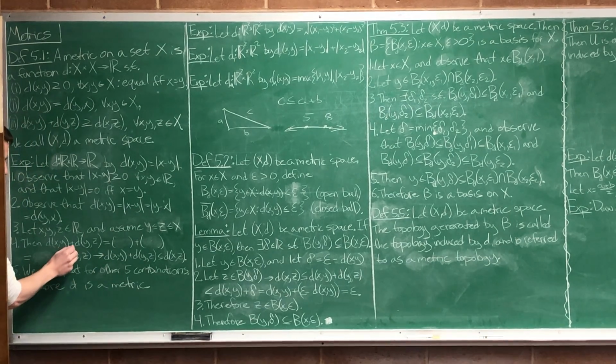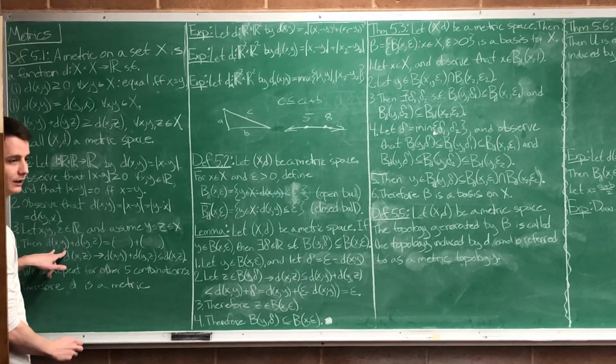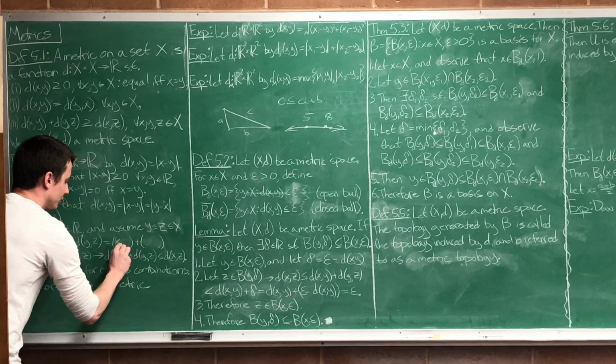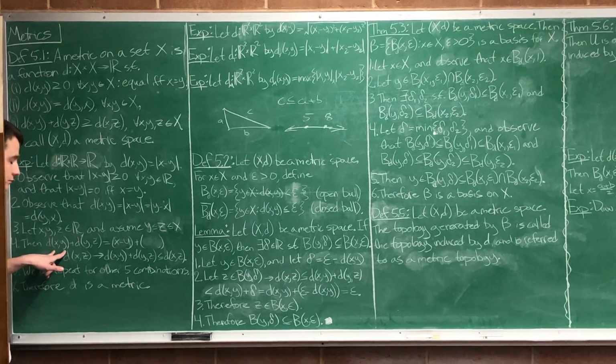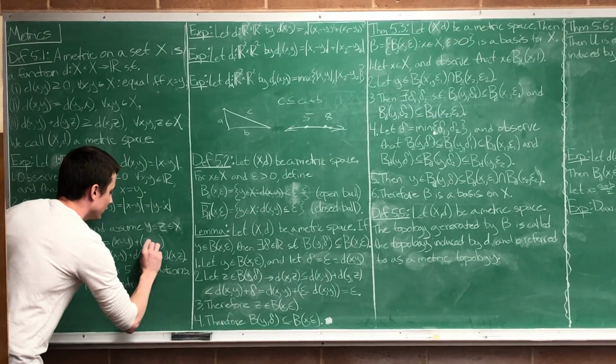So the distance from x to y plus the distance from y to z. First off, the distance from x to y, what is that going to be? That's going to be x minus y. Good? The distance from y to z, that's going to be z minus y.